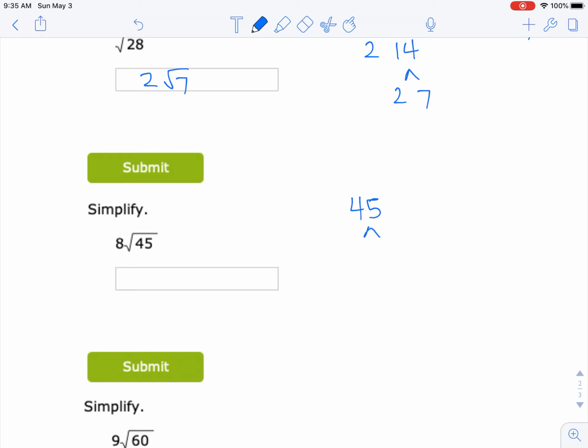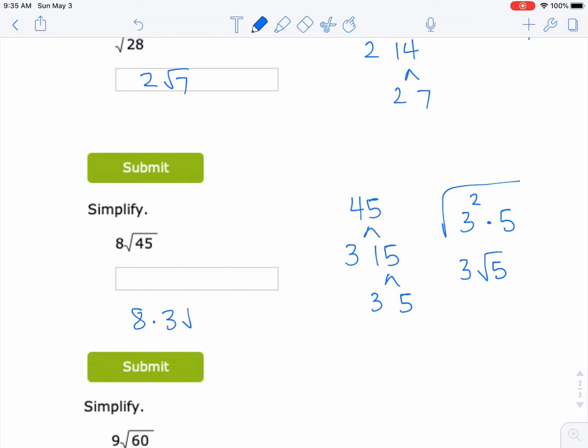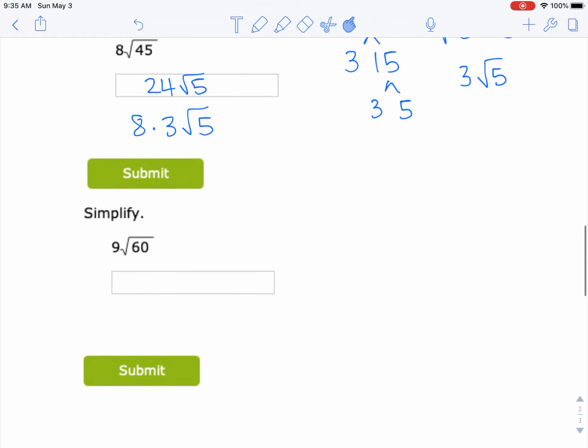Again, look at only the 45. 3 times 15. And it's always best to try to go with the smallest prime number divisible first. It just makes your life a little easier. Taking the square root of that, we get 3 root 5. So this is 8 times 3 root 5, which is 24 root 5.